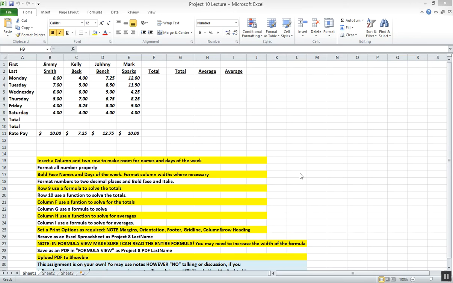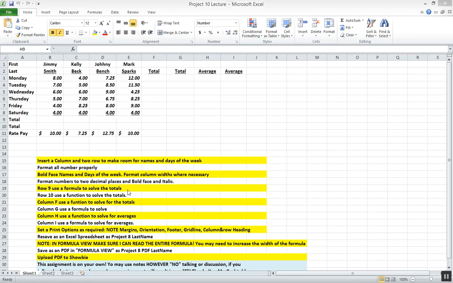Okay, so let's take a look, after we've talked a little bit about how to calculate total hours and how to calculate rate of pay, at this spreadsheet. Jimmy Smith, the rate of pay that his employer is giving him is $10 an hour. Kelly Beck, on the other hand, is making $7.25, while Johnny Bench is making $12.75 per hour, and Mark Sparks is making $10 per hour.